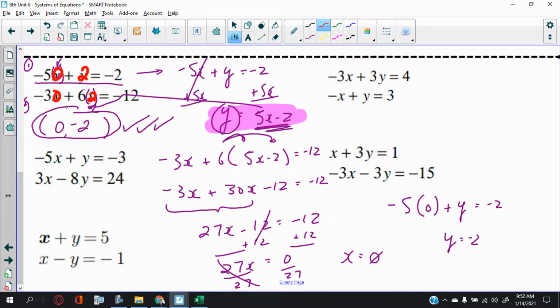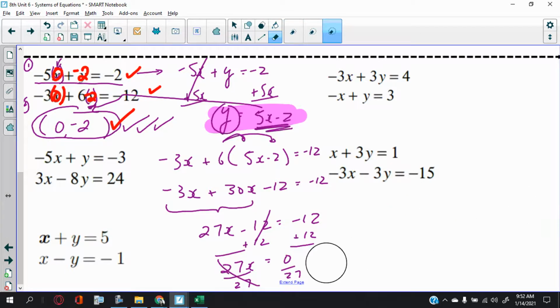I made a mistake down there. Right, negative 2. So that's negative 2. And then negative 3 times 0 is 0. 6 times negative 2 is negative 12. So they both checked out. So I know that this answer is correct. Okay? I know that's a lot of work. So why don't we do one more, and then let's go back to class and just practice.